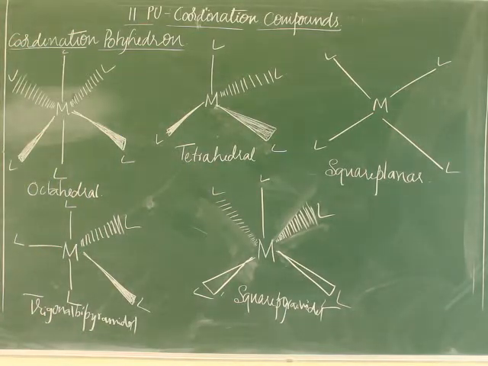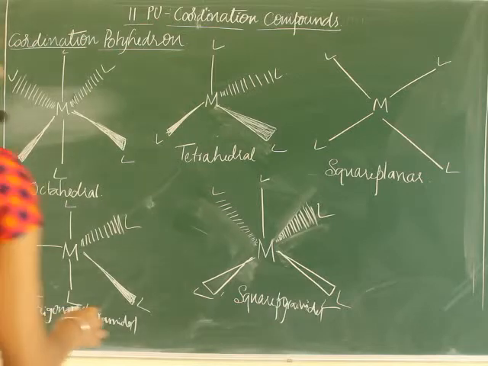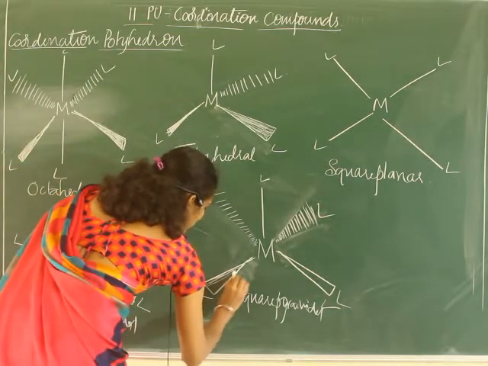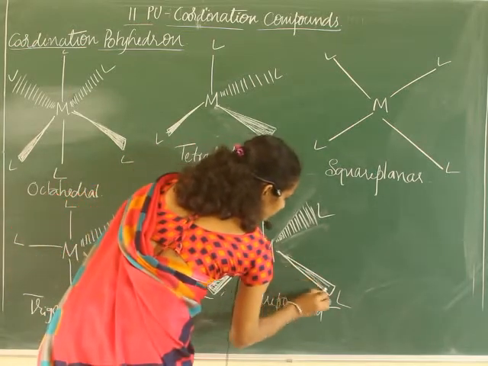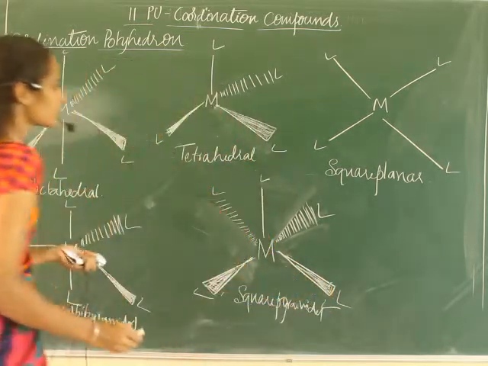Most common polyhedrons are octahedral, tetrahedral and one more, square pyramidal. So here it is solid wedge. Okay, that's all.